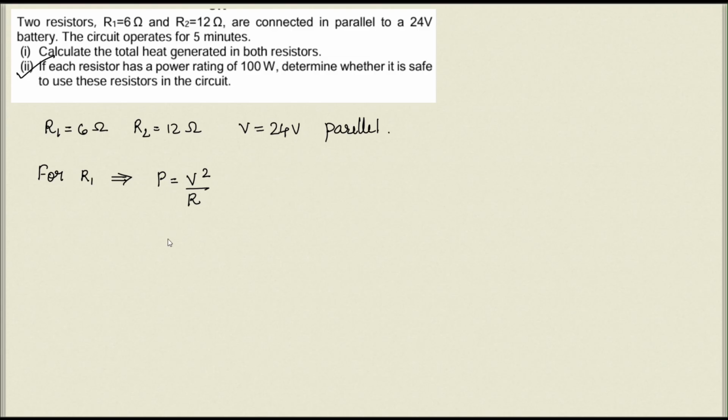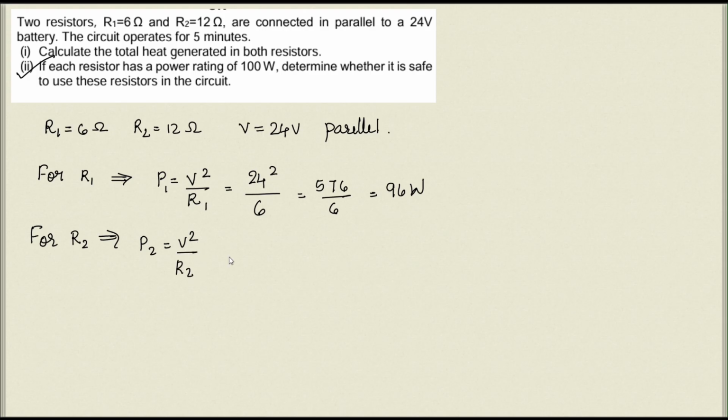The power value we have to find for R1. So P1 is equal to V square by R1, that is 24 square by R1 value 6, and we'll get 576 by 6, and that is equal to 96 watt. And for R2, the actual power dissipation is given as P2 equals V square by R2, and that is 24 square by 12, and we'll be getting 48 watt. Yes, we'll be getting 48 watt.